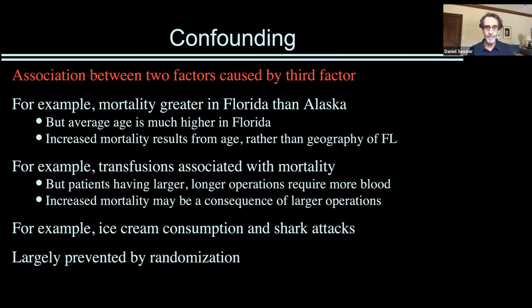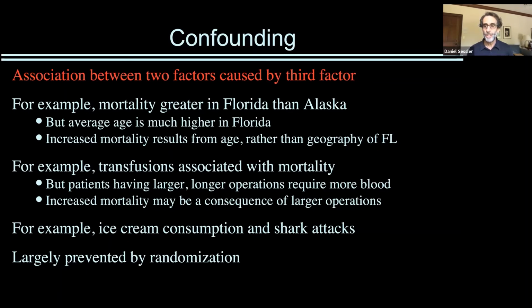Confounding is the other thing that we need to worry about. Confounding is not a bias, but it definitely produces erroneous results. Confounding is an association between two factors that's caused by a third factor. To take a trivial example, mortality is greater in Florida than Alaska. It really is. People in Florida are far more likely to die than people in Alaska. But it's not because Florida is a dangerous place. It's because the average age is much higher in Florida.